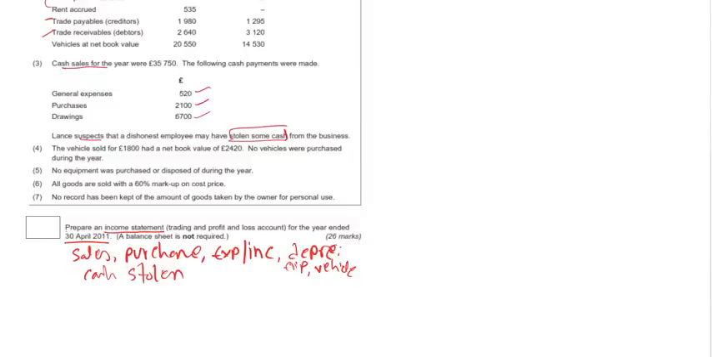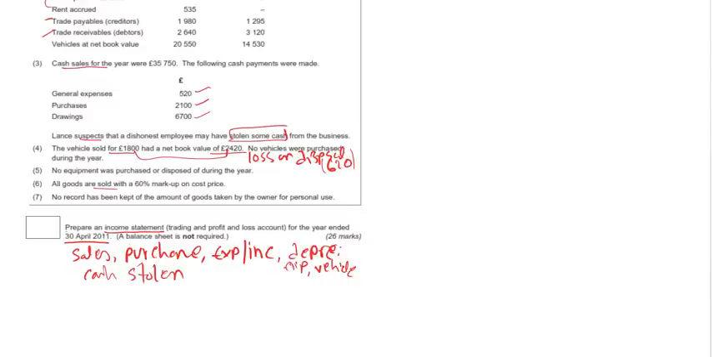And a vehicle sold for that much. That means we received some money. Net book value was 2420. There's a clear loss. We can do some working. Loss on disposal. And if you get your calculator ready, the loss is 620. It goes into the income statement as an expense. No equipment was purchased during the year or disposed. Very good.